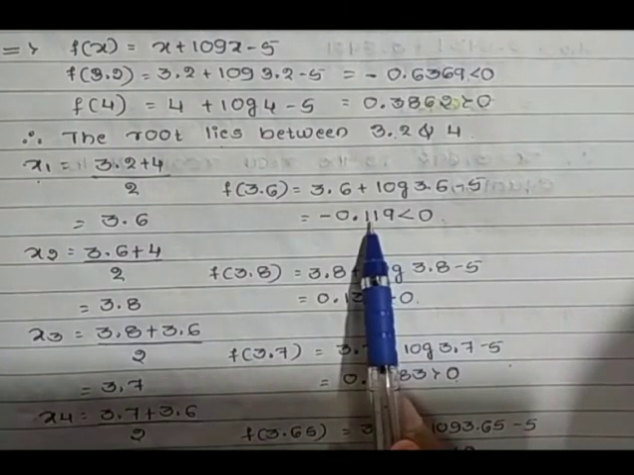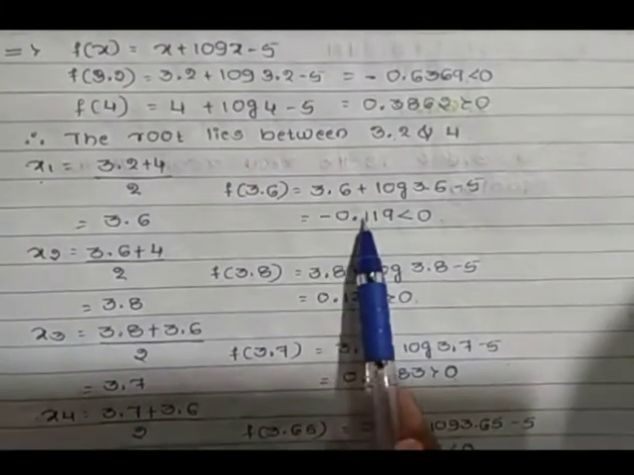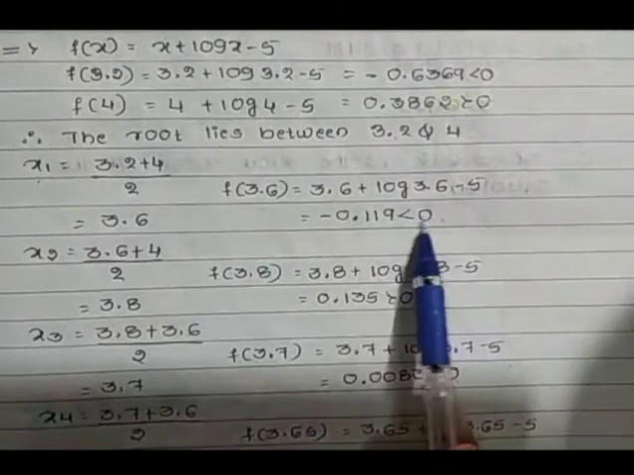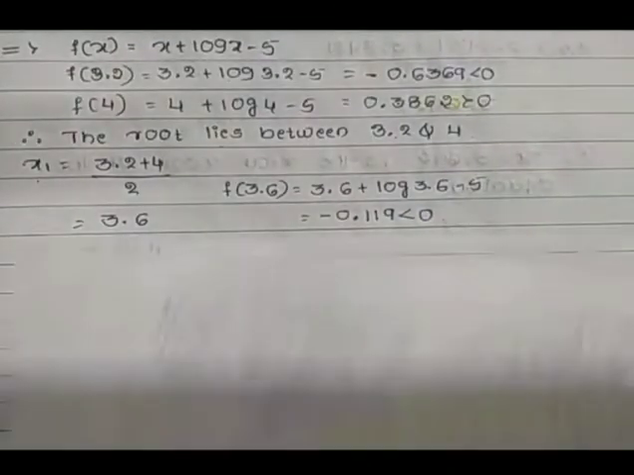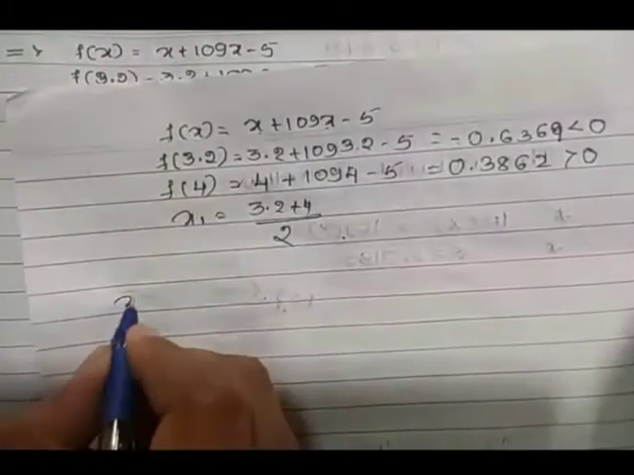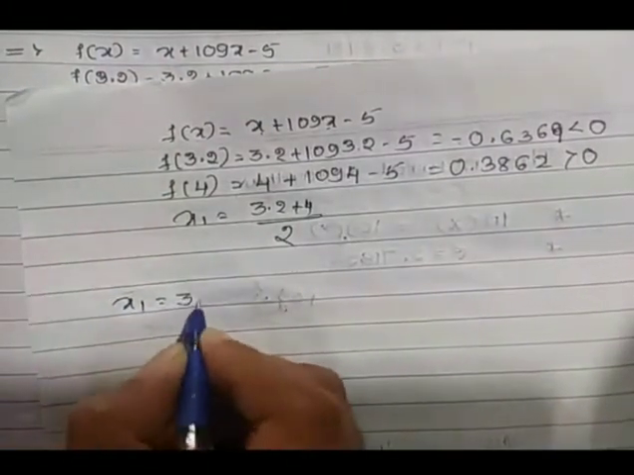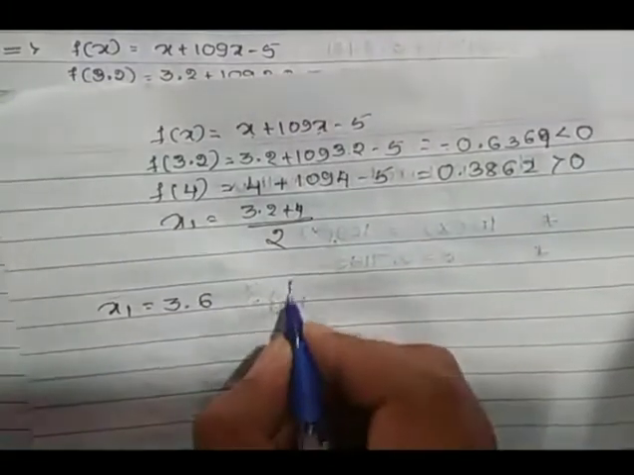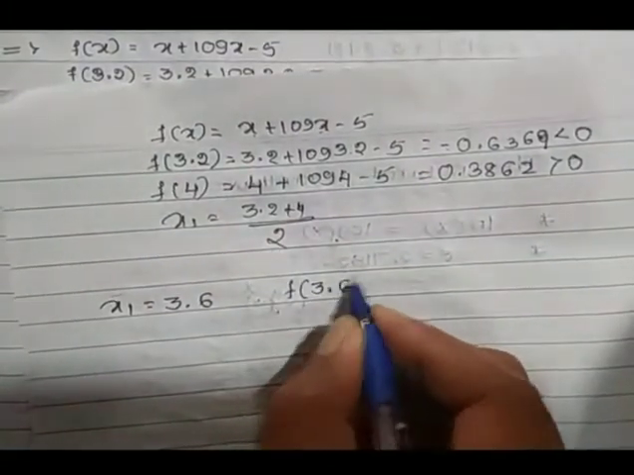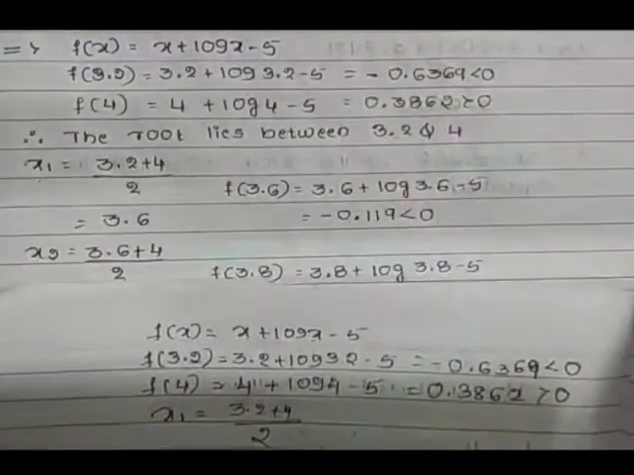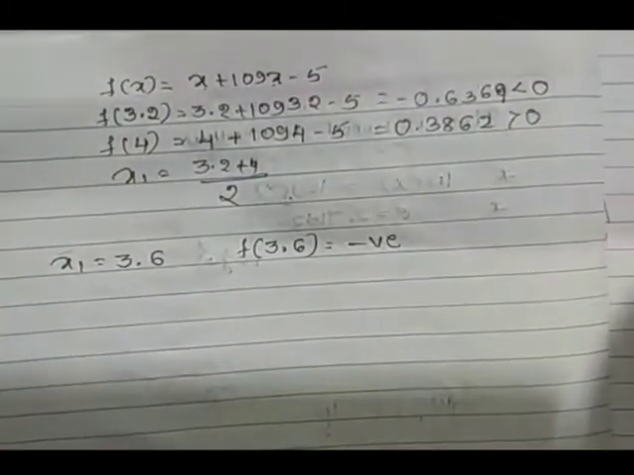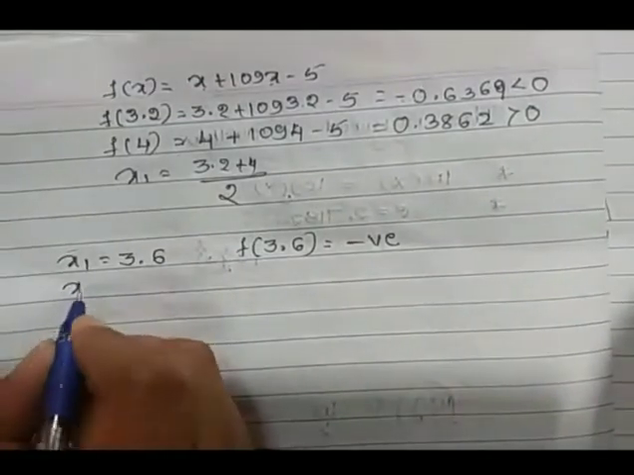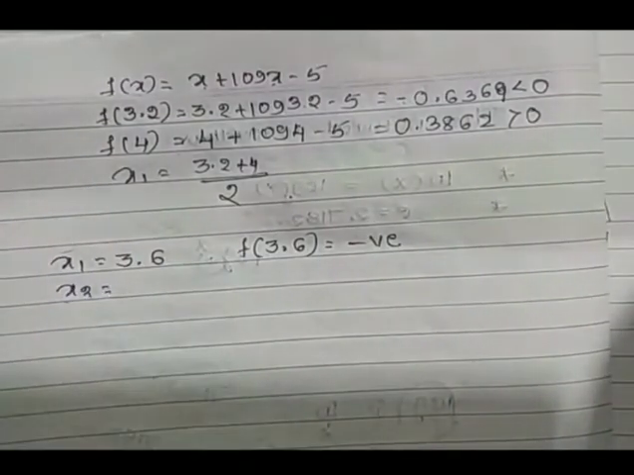So because of that reason, you can mention any three decimals here. So minus 0.119, which is less than 0. Okay. So what we are getting here: x1 value is 3.6, and this 3.6 in the function is giving us a negative value. Then we have to go for the second approximation, x2.